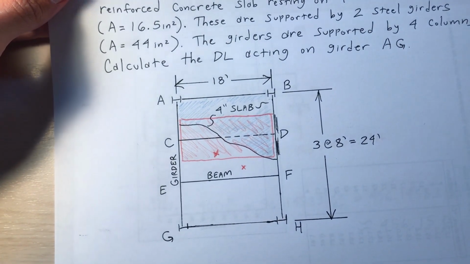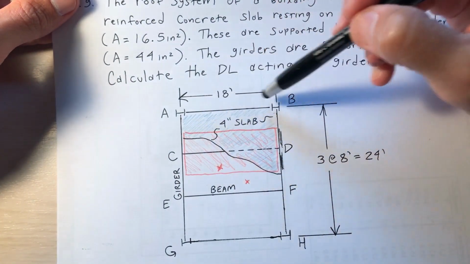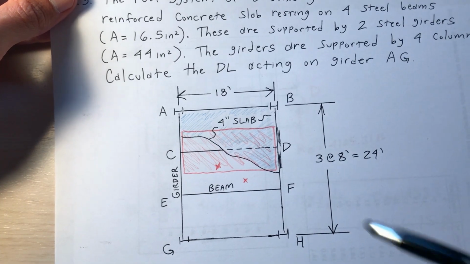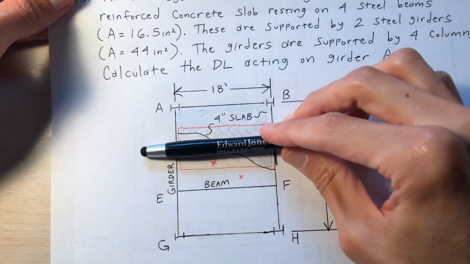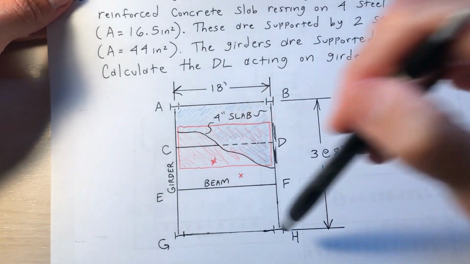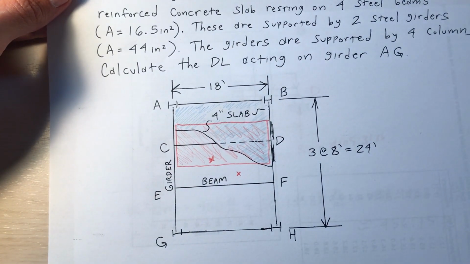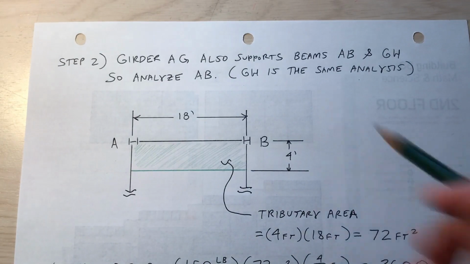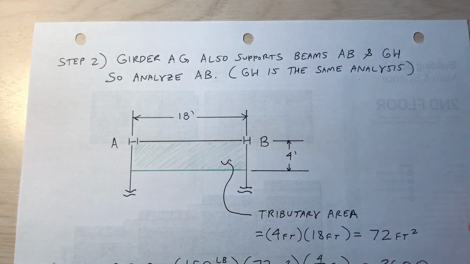So now I have to do a similar analysis for beam AB, and it'll be the same as the analysis for GH. So I've done the analysis for this beam and this beam. Now I need to do the analysis for AB and GH. I only need to do one of them, AB. Okay, step 2. Girder AG also supports beams AB and GH, so analyze AB. GH would be the same analysis.